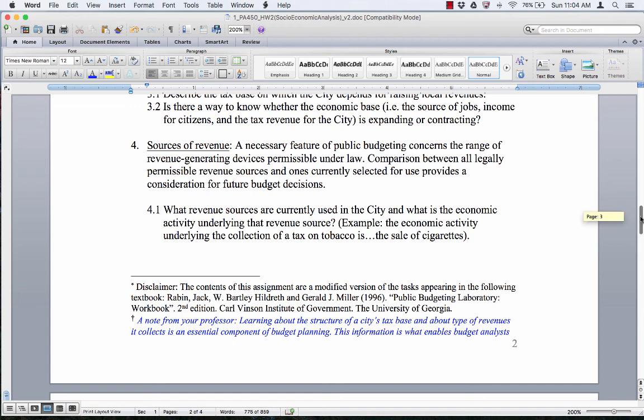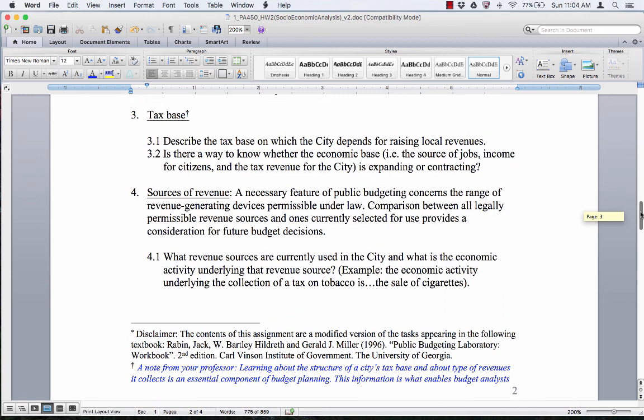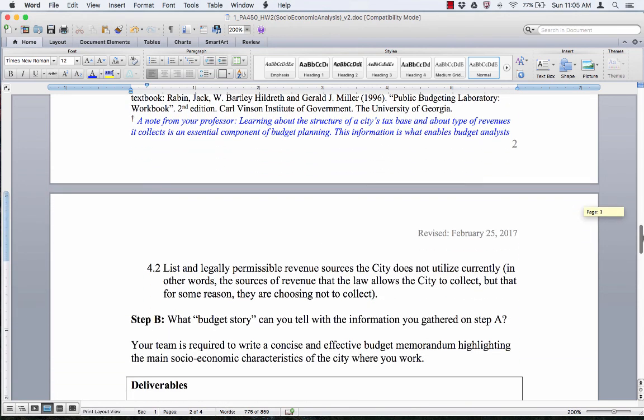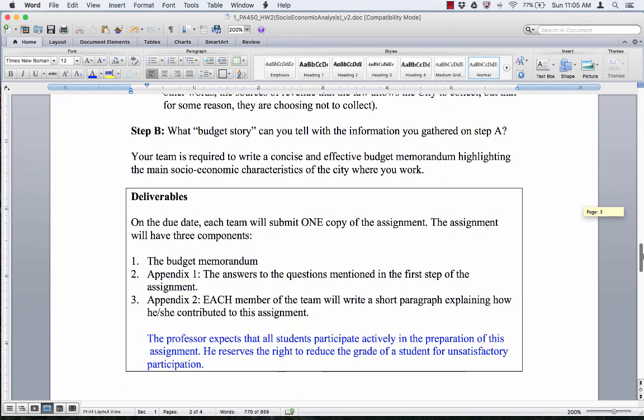Right now, we're not talking about spending yet. We're talking about the revenue side of the budget equation. And that's why I'm asking you questions about the tax base, and I'm asking you questions about the sources of revenue. I will explain in a separate video what these concepts mean. Once the team answers these simple questions, you will use that information to tell a budget story. And that budget story will be part of step 2 or step B.